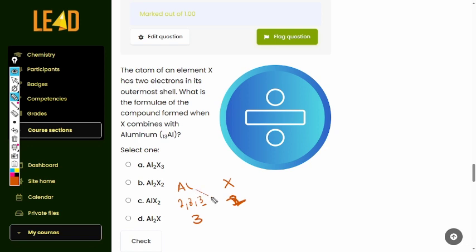So by the time you cross their combining powers, 2 goes with aluminium, so you have Al2, and then 3 goes with X. So it's going to be Al2X3. Of course this is a hypothetical situation, and the answer is A.